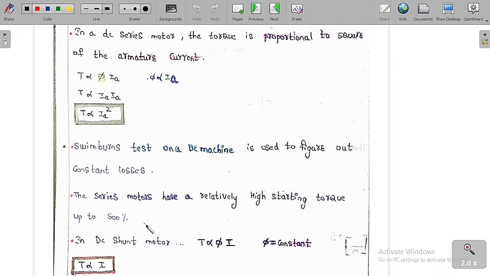In a DC shunt motor, whenever the supply voltage is constant, the field current is constant, so flux is constant. Torque is directly proportional to flux into armature current. As the flux itself is constant, torque is directly proportional to current. So it is a straight line. The graph between torque and armature current is a straight line passing through the origin all the time. This is a very important point that you always have to remember. In a DC shunt motor, the torque is always directly proportional to armature current.